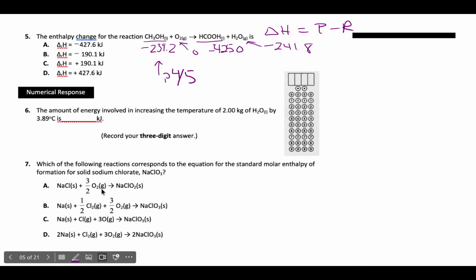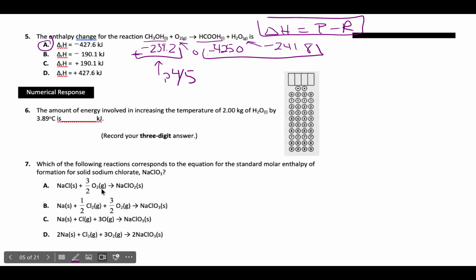You probably should check, because there's no coefficients, if this is balanced, because if it's not, we'll still have to balance it and then multiply by the coefficient in front, but this is balanced, so we can go straight to this formula here, getting the sum of the products and then taking away the sum of the reactants, and in this case you'll get A as your answer.